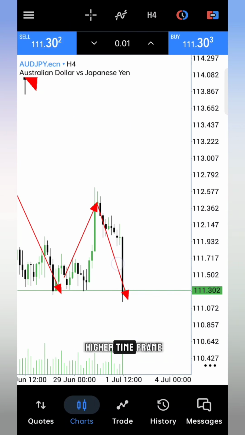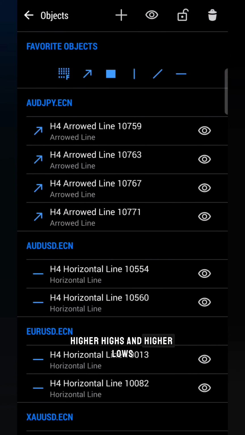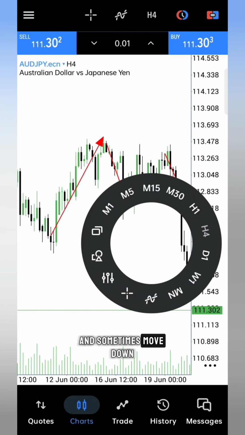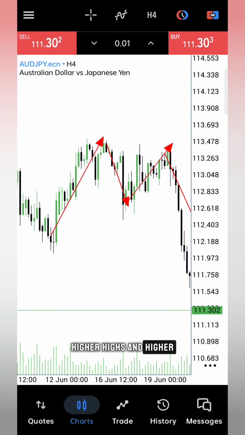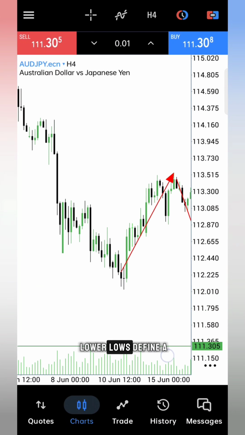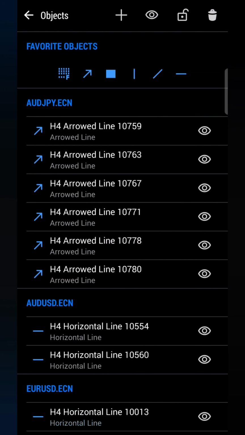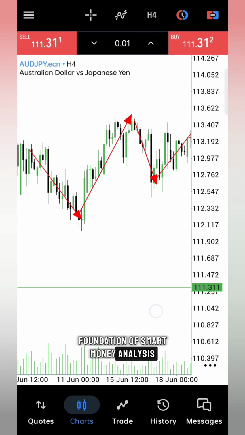So here on the higher time frame, we can see that price sometimes moved up, creating higher highs and higher lows, and sometimes moved down, creating lower highs and lower lows. Higher highs and higher lows define a bullish market structure, while lower highs and lower lows define a bearish one. Understanding this structural flow is the very foundation of smart money analysis.